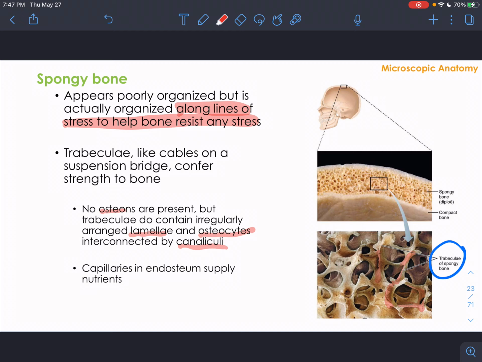Okay? And since we don't have central canals, instead we have capillaries running through the endosteum, which if you remember is the inner membrane lining the compact bone, and also it's lining the trabeculae. So all of the outside of these trabeculae will be covered in endosteum as well. Okay, so that's some microscopic anatomy.